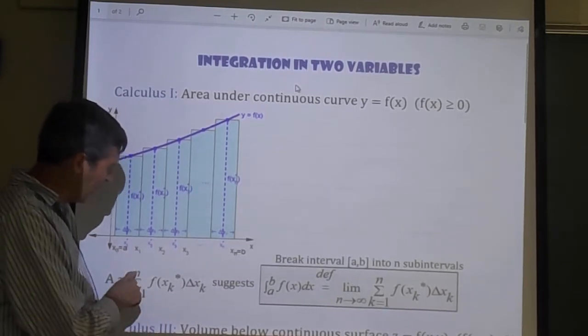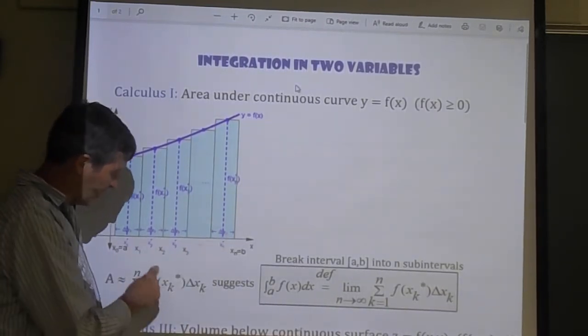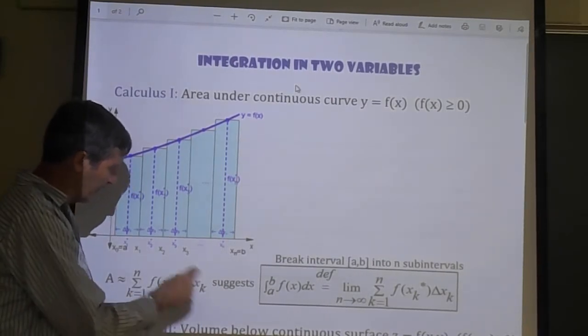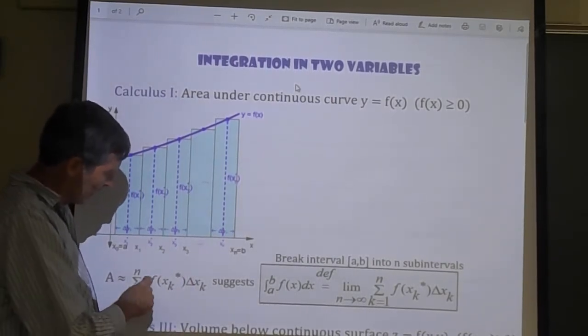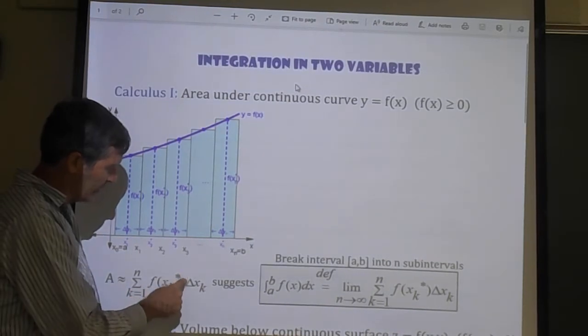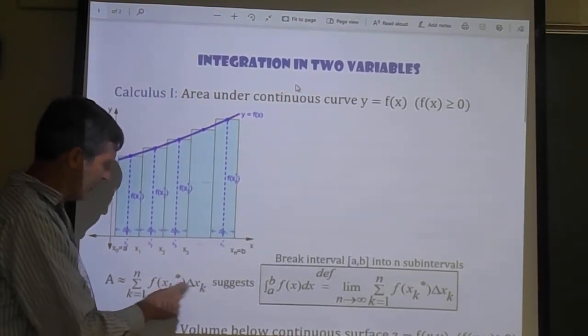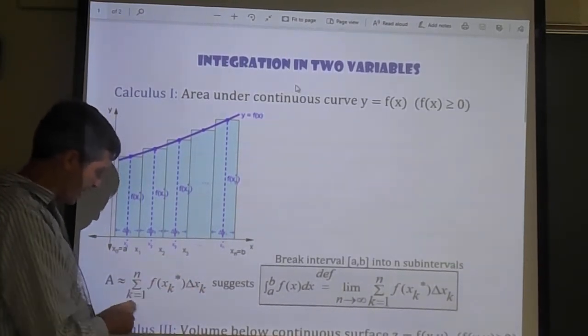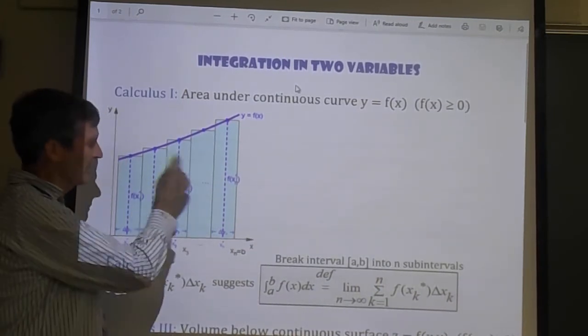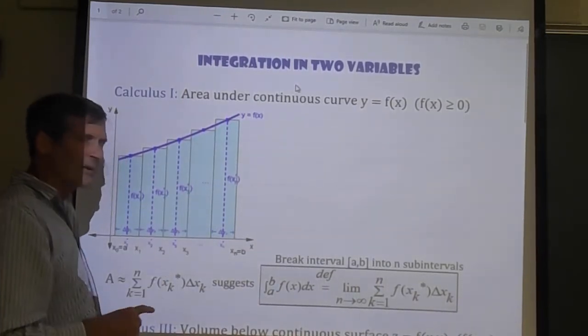Sum k equals 1 to n of n rectangles. This is the area of the kth rectangle, right? Here's its height, f of x k star. Here's its base, delta x k. So height times base of the kth rectangle, sum k equals 1 to n rectangles. That's what we did in Calculus 1. And we said that's only an estimate.